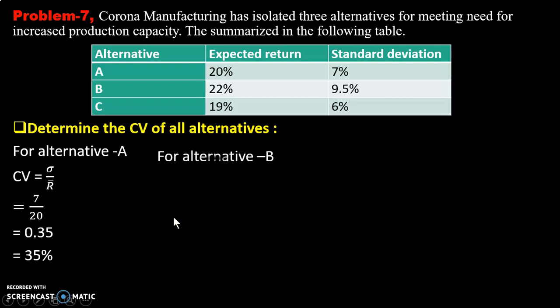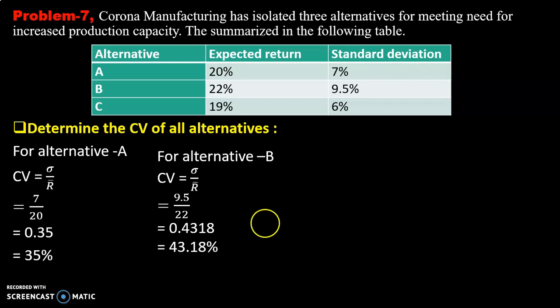Alternative B, CV equals standard deviation divided by R bar. Here, for alternative B, standard deviation is 9.5% divided by R bar 22%. And by calculation, we find the value 0.4318. That means 43.18%.